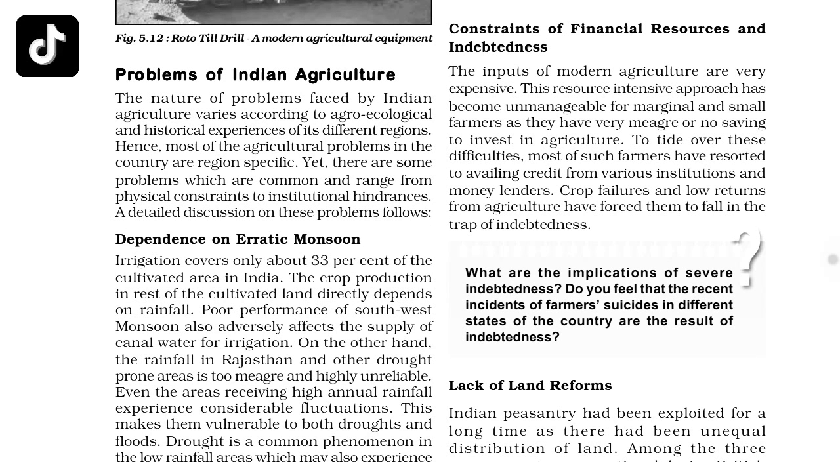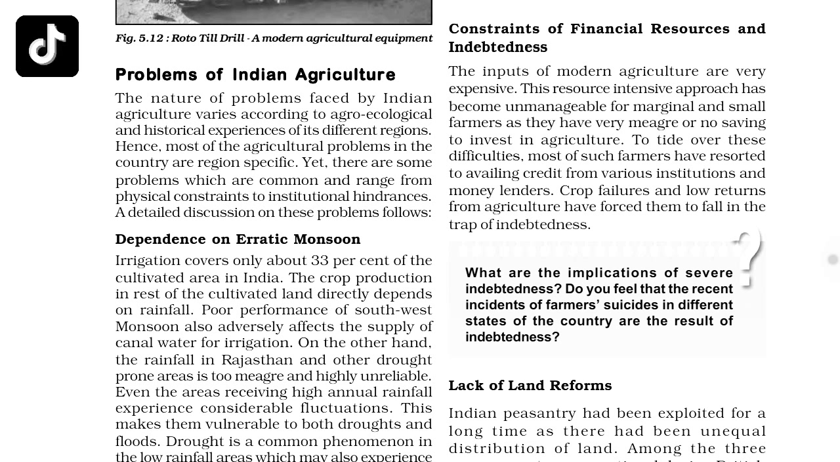Dependence on erratic monsoon is the first point. So monsoon in India is irregular, unreliable, unpredictable, uneven, and irrigation covers only 33% of the total cultivated area in India. Okay, so this is the problem that you have to elaborate. I'll be giving you short points because it is not possible to remember everything which is given in the book. But these are the points which you can build upon your answer, right? So the first problem is dependence on monsoon, and monsoon is irregular, unreliable, and only 33% of the total cultivated area is covered in the irrigation.